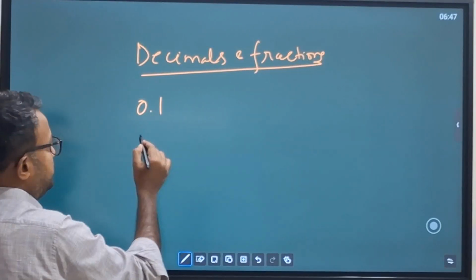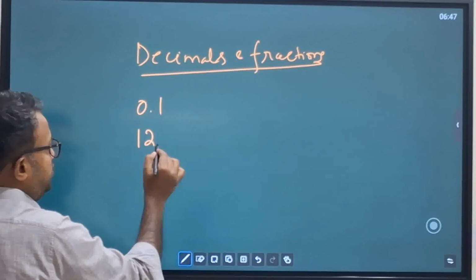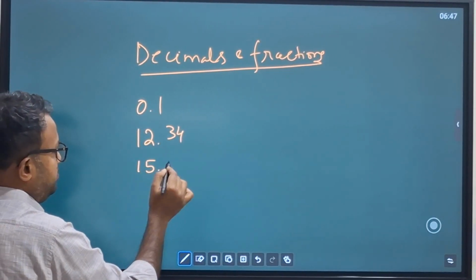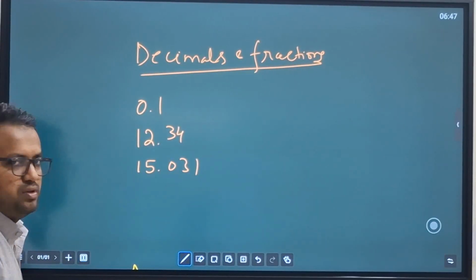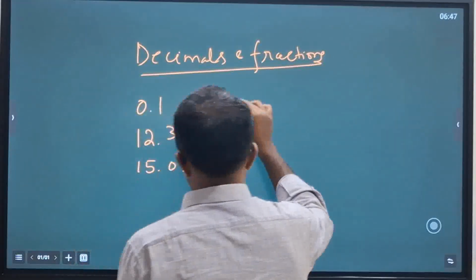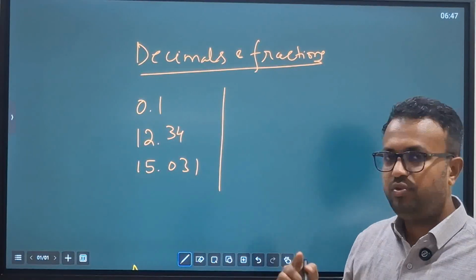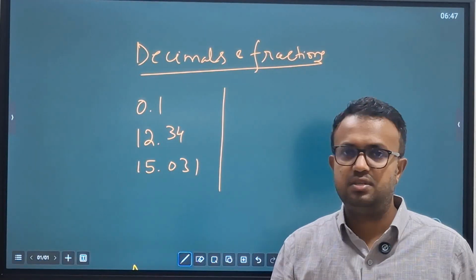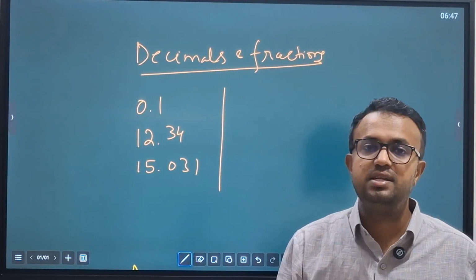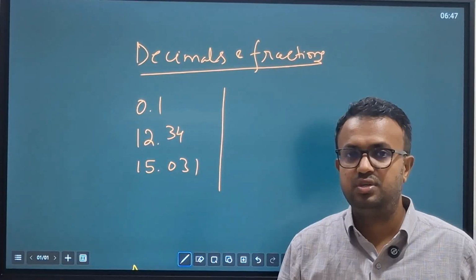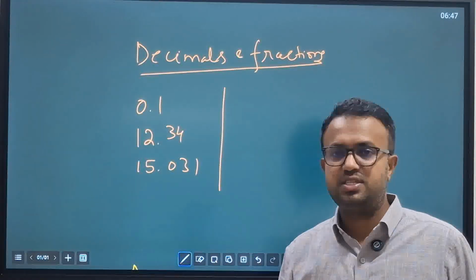Numbers like 0.1, 12.23, 15.031. Numbers like this, how do we convert them to fractions? Before that, we need to understand where we can add zeros. Given a number, can we add extra zeros? If so, where can we add extra zeros?